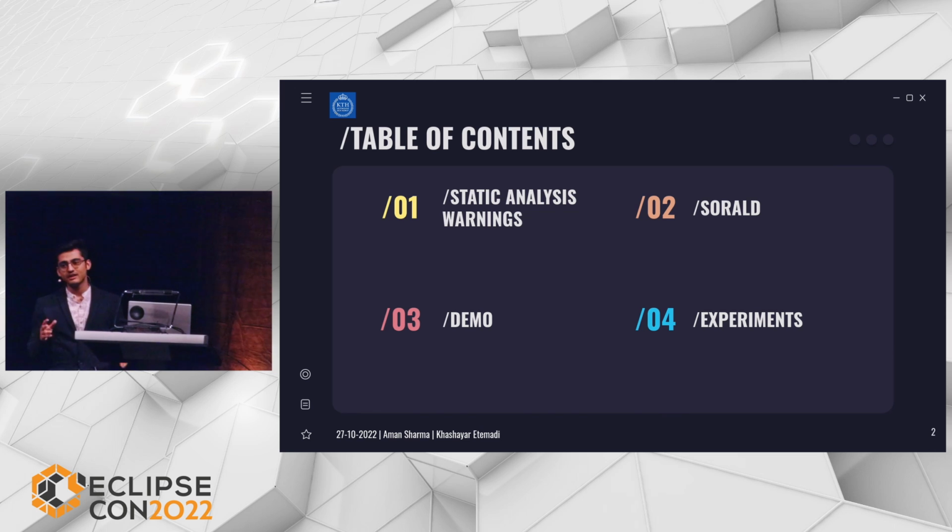To keep everyone on the same page, we'll talk about what static analysis warnings actually are and how they are relevant, and then we'll talk about our tool, which is called Sorald, and how it deals with static analysis warnings. The third is that it's a real tool. It works. So we also have a demo for it. And the fourth is we have done some experiments in the research area with it, and we'd also like to showcase our results.